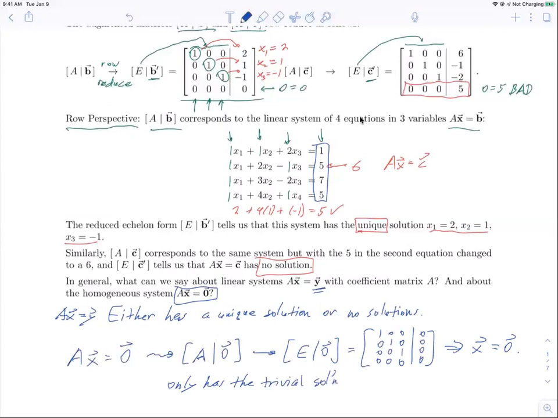Okay. So we understand exactly what's going on with any system that we have using this coefficient matrix. All right, so that's all the row perspective.